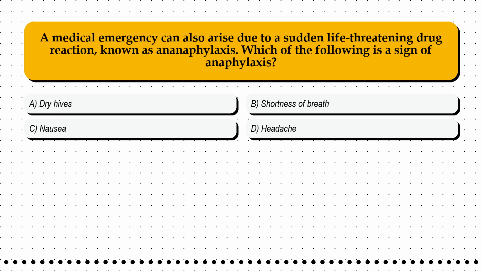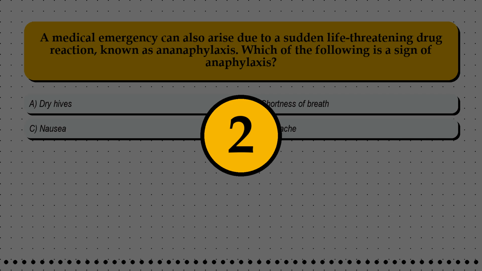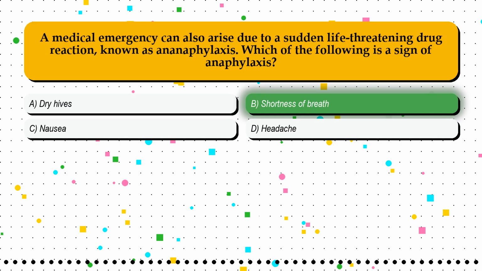Question 291. A medical emergency can also arise due to a sudden life-threatening drug reaction, known as anaphylaxis. Which of the following is a sign of anaphylaxis? Option A, dry hives. Option B, shortness of breath. Option C, nausea. Option D, headache. The correct answer is option B, shortness of breath.